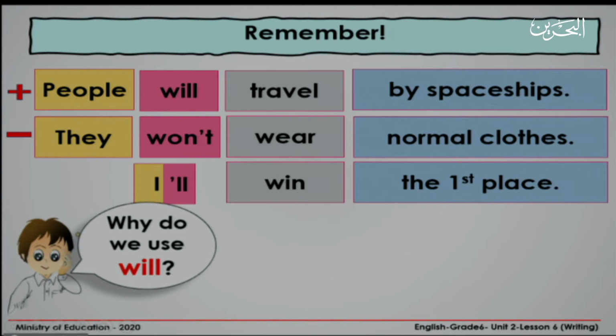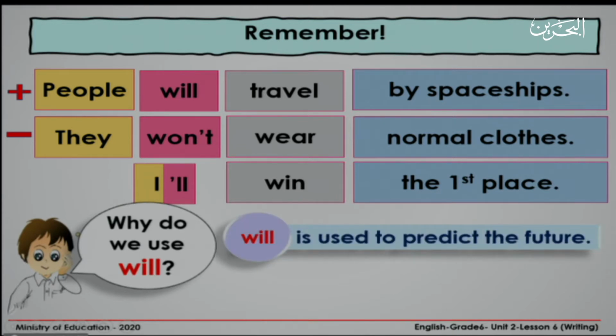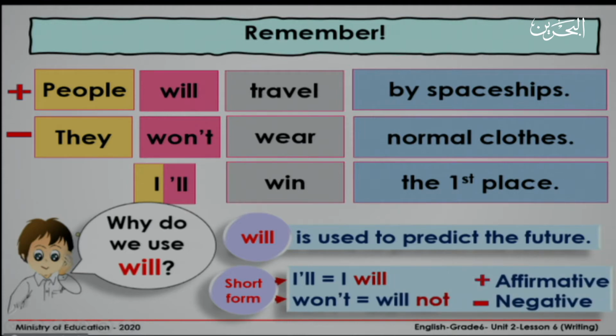Why do you use will? Will is used to predict the future. The short form of the affirmative I will is I'll. The short form of the negative will not is won't.